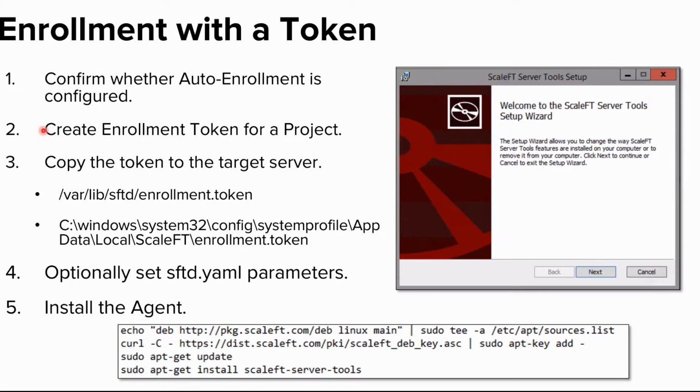You're going to create the enrollment token in the project, put it on the server. You can see the path here on a Linux server or here on Windows. You can optionally configure some parameters in a YAML file, and then you're going to install the agent.